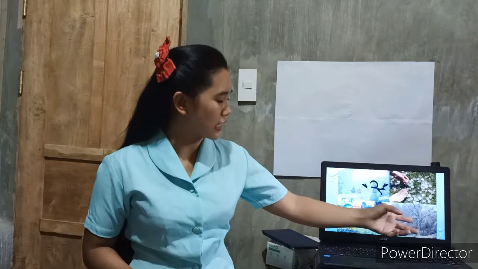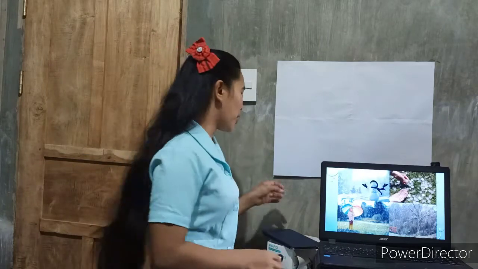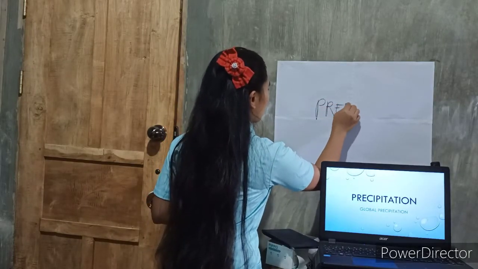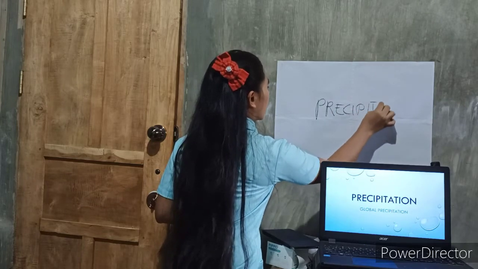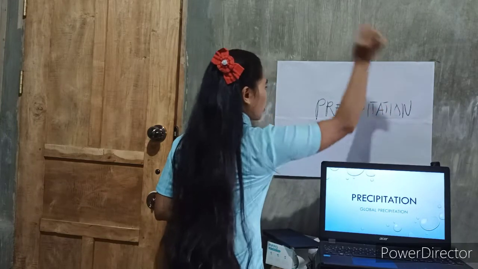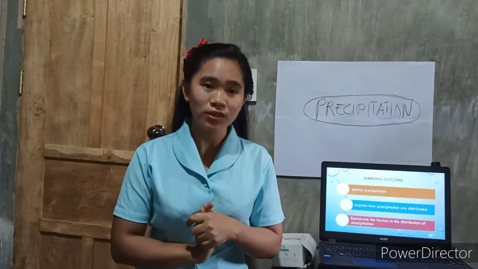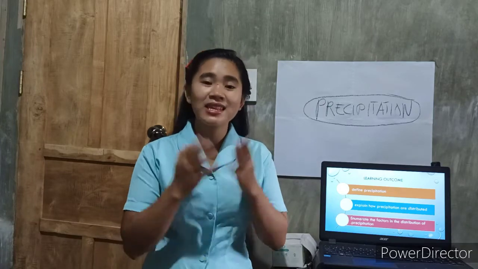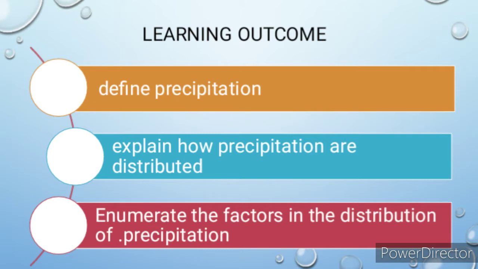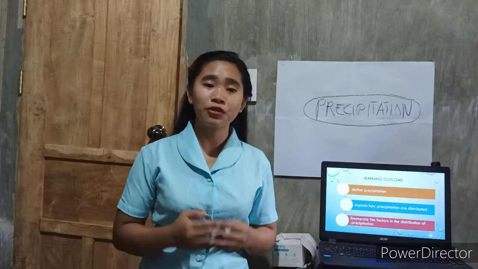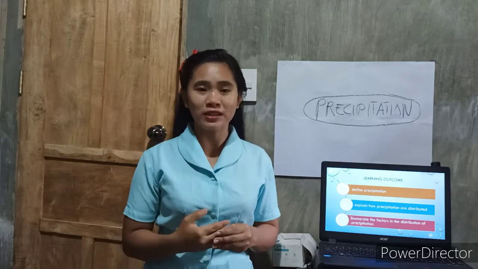Now, what is the general term for snow, hail, sleet, and rain? Okay, very good. It is precipitation. So we have precipitation. And today we are going to define precipitation and explain how precipitation is distributed globally, and of course enumerate the factors in the distribution of precipitation.